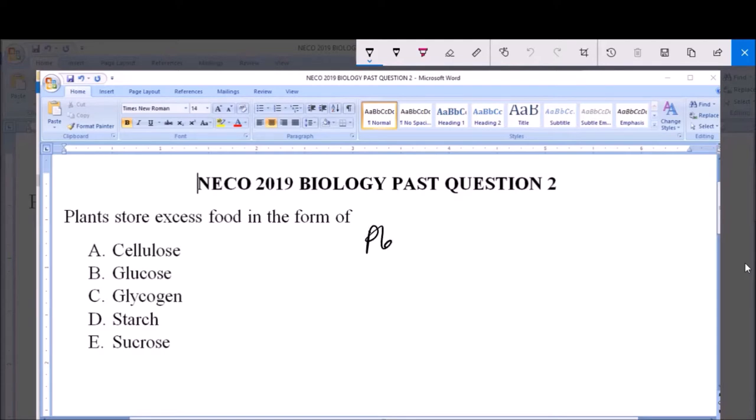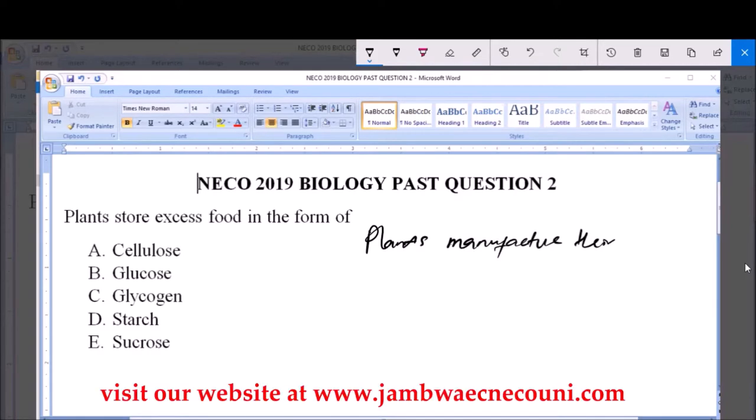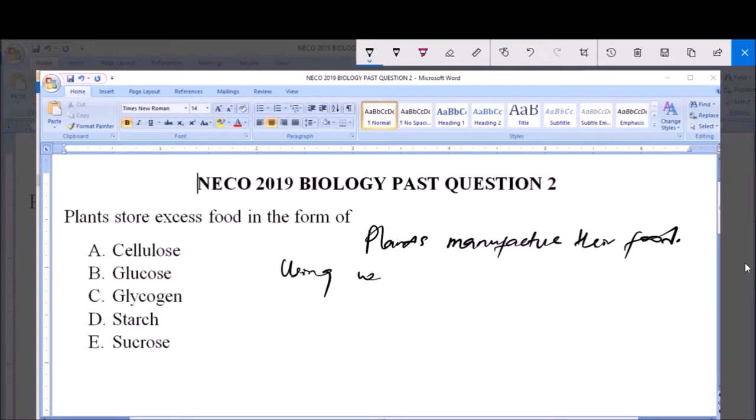manufacture their food. That is, they produce their own food. So, plants manufacture their food. And they do this by using water, chlorophyll present in chloroplast, and sunlight. So those are the three main factors required for production of plant food. And this process is what we call photosynthesis.